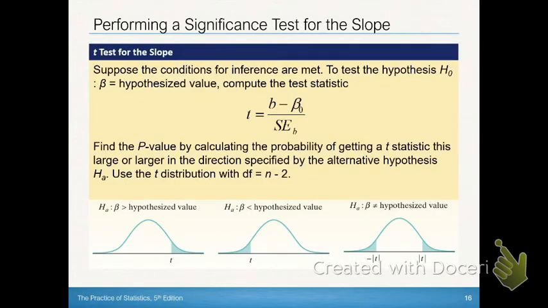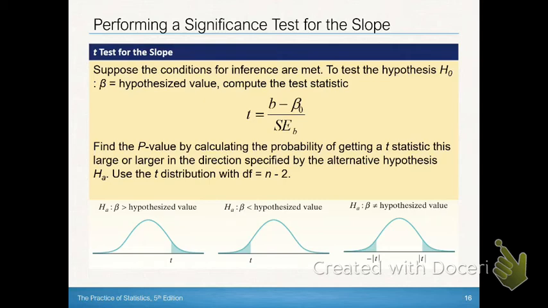Now recall that our null hypothesis is usually going to be something like there is no relationship between these two variables, which means the slope is 0. So our null hypothesis is going to be that the slope is 0. And then our alternative can be either that it's greater than 0, or it's less than 0, or it's not equal to 0.